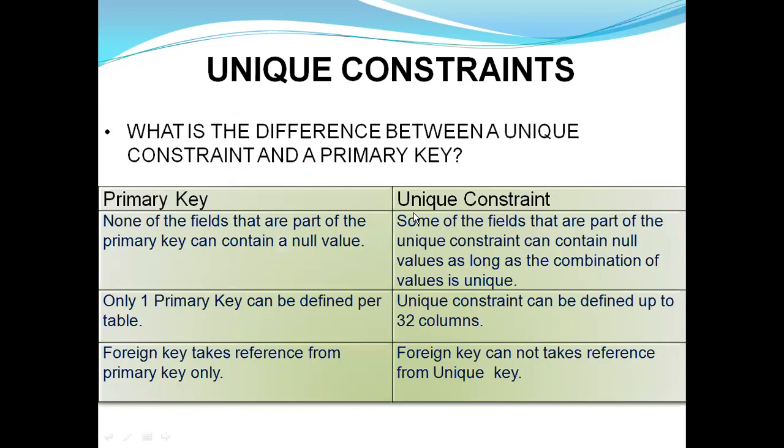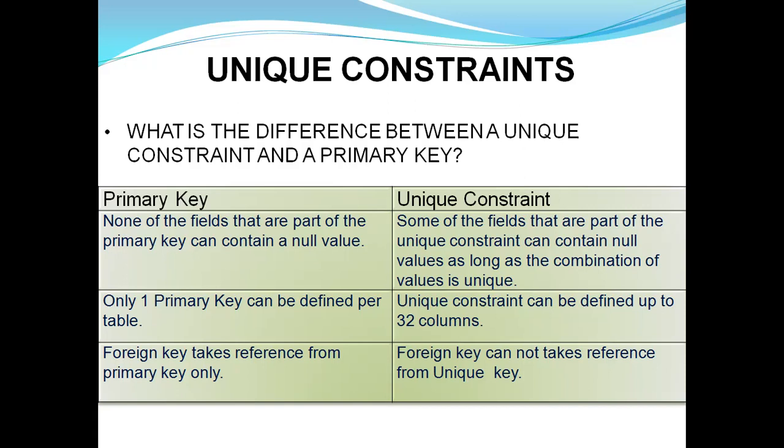Very simple here. Next. This is the most important part, which is asked: what's the difference between the unique constraint and primary key? So for primary key, none of the fields that are a part of the primary key can accept a null value. In comparison with the unique constraint, some of the fields can accept a null value as far as you maintain partial uniqueness. Simple. Only one primary key can be defined per table. Unique constraints can be multiple.